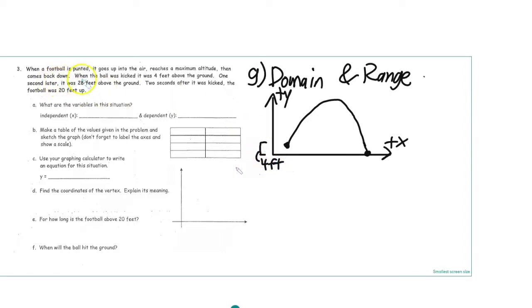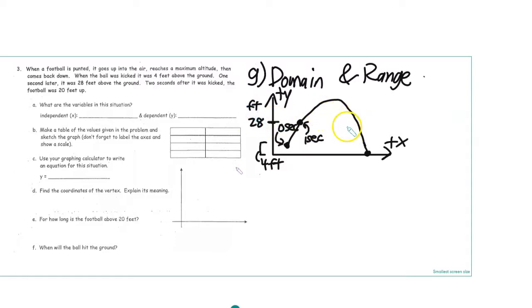Okay? Now, it also says that when the ball was kicked, it was 4 feet above the ground. So this point right here is at 0 seconds, right? It says 1 second later, it was 28 feet above the ground. So maybe this right here is 0 seconds, but say right here, this is 1 second, and at 1 second, it's 28 feet above the ground, right? So that's right here, and this is in feet. And then 2 seconds after it was kicked, the ball was 20 feet up.